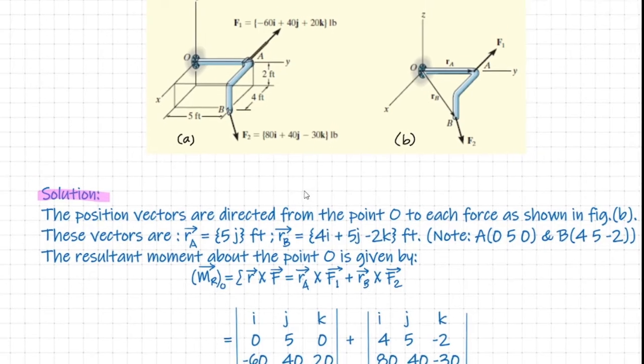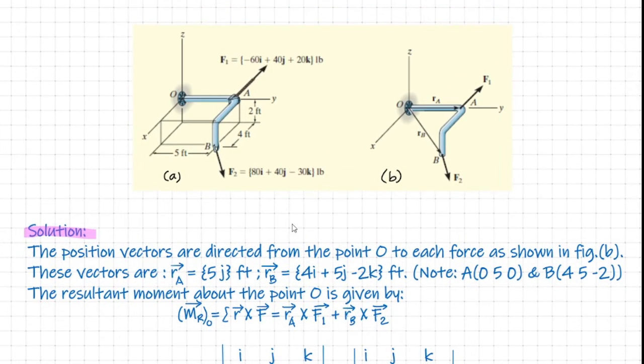Please remember one very important thing: the moment of a force about a point is computed using the simple expression M = r × F, where r indicates the position vector which is drawn from the point about which the moment is to be calculated to any point on the line of action of the force. So let us use RA as the position vector for the computation of the moment produced by F1.